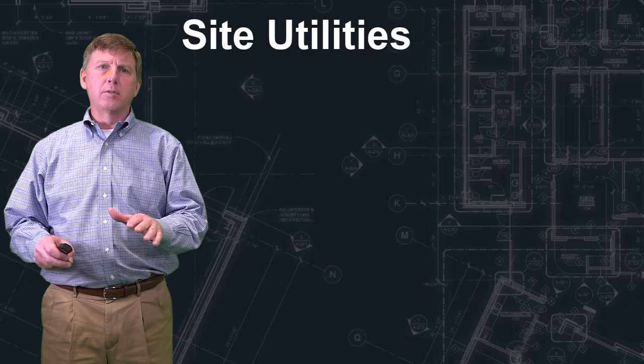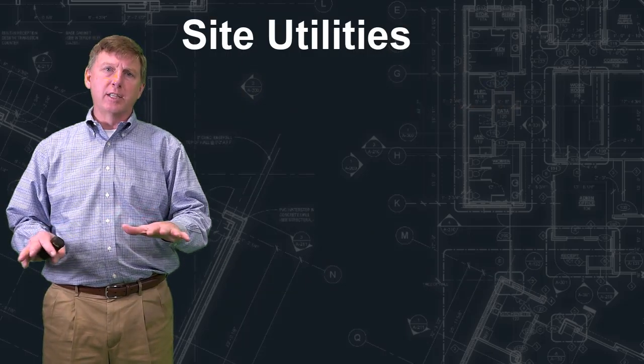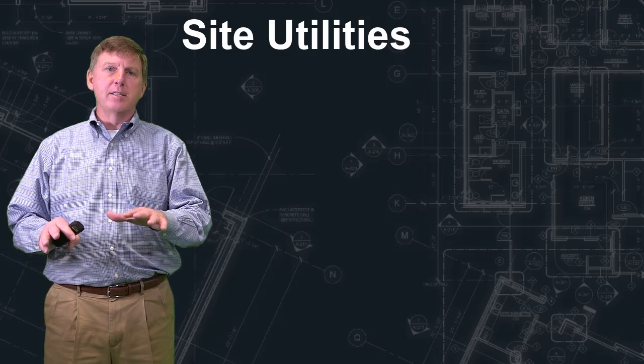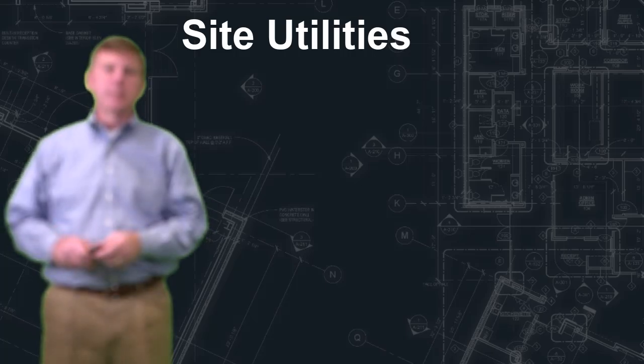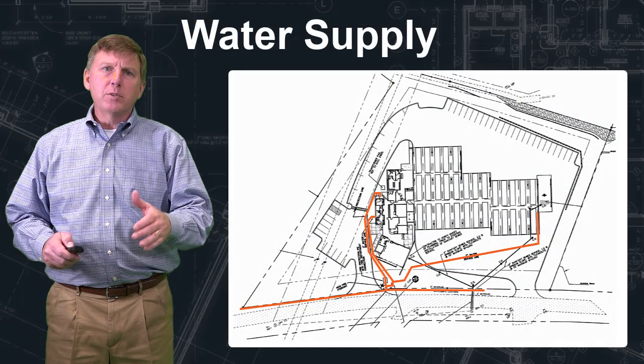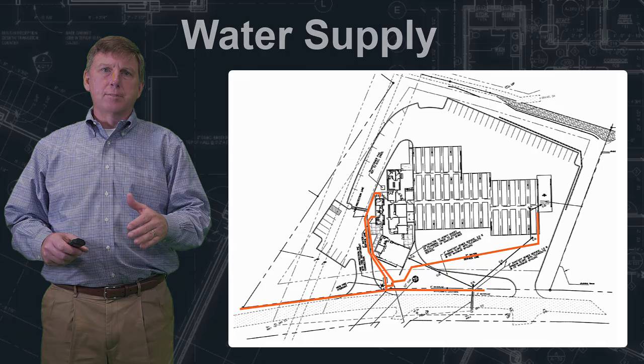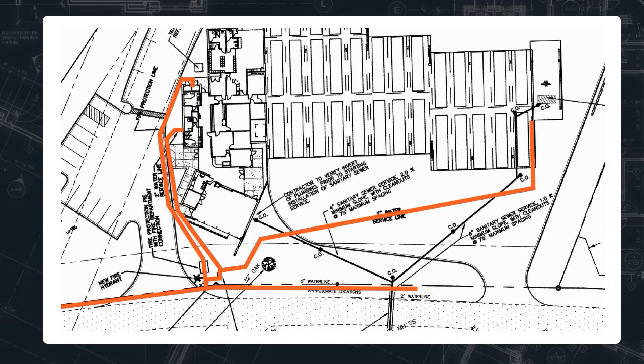Now that we've finished the grading, we can begin working on the site utilities. Now these drawings are in the same area as the grading, up towards the front of the drawing set with the civil drawings. And the first ones we're going to look at is the water supply lines. Now we know in order to get water to the site, we have to tap into the main water line close to the road, and we can see that here in the drawing.